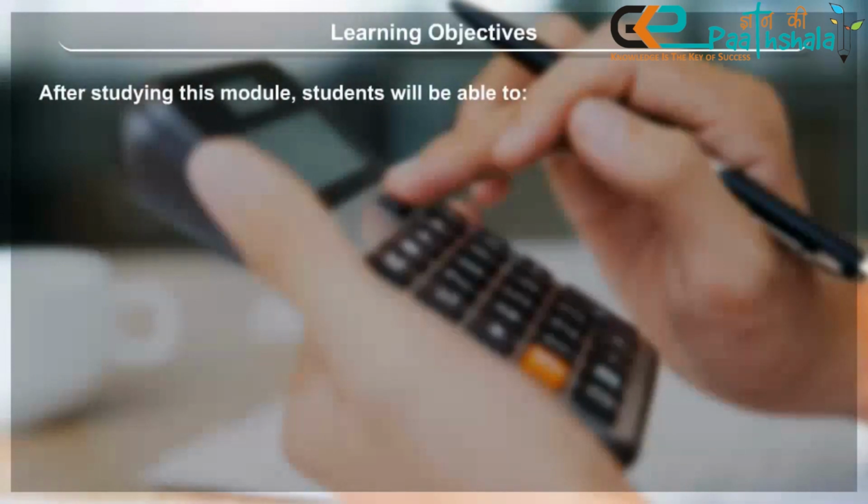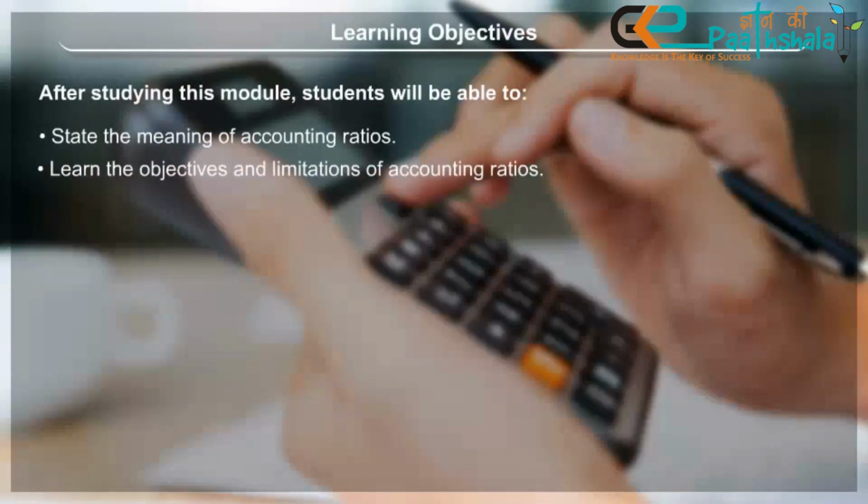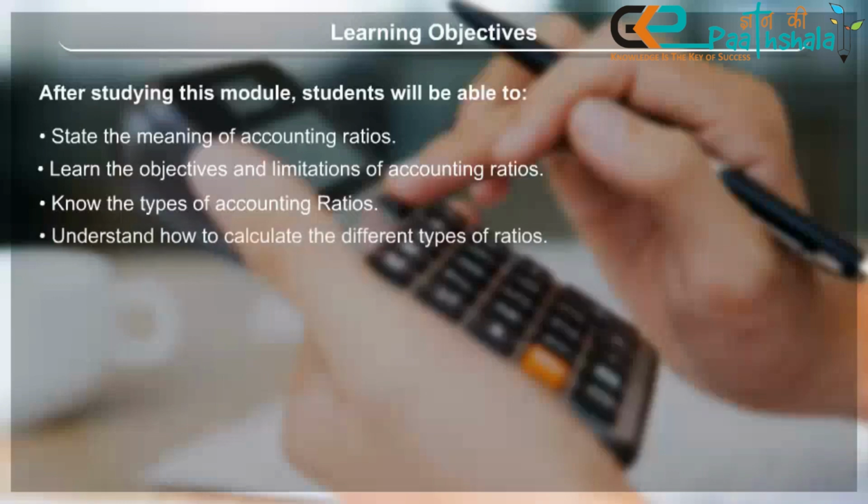Learning objectives. After studying this module, students will be able to state the meaning of accounting ratios, learn the objectives and limitations of accounting ratios, know the types of accounting ratios, understand how to calculate the different types of ratios.